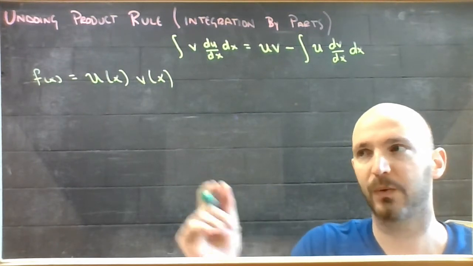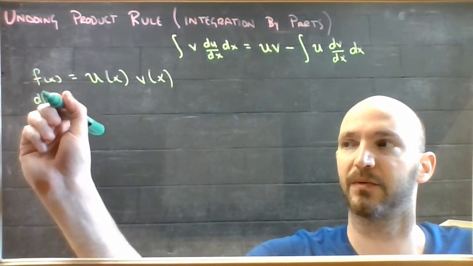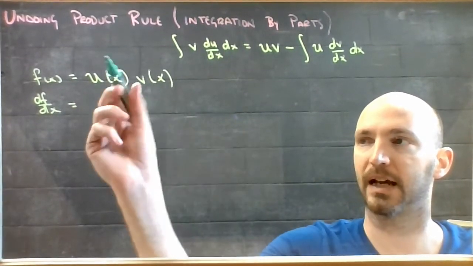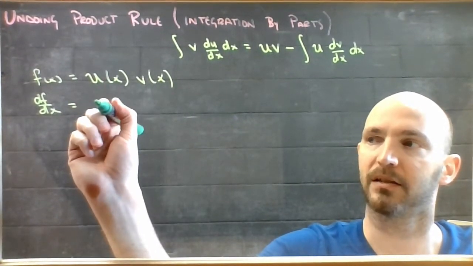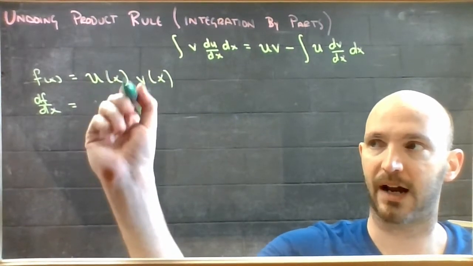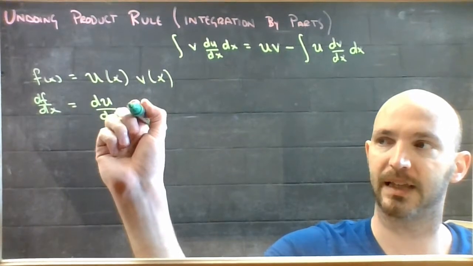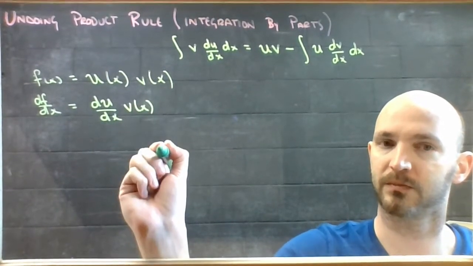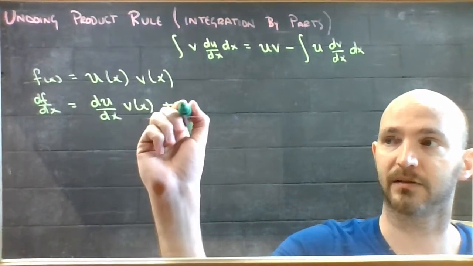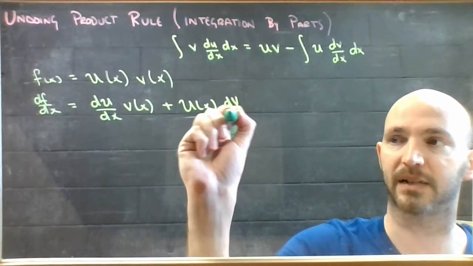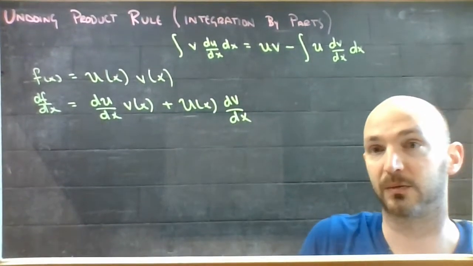I do know that when I go to take the derivative of this thing, df by dx, I'm going to get a product rule. So I have to take the derivative of the first, and I leave the second one alone. Then I add to that the first one left alone, multiplied by the derivative of the second, like so.